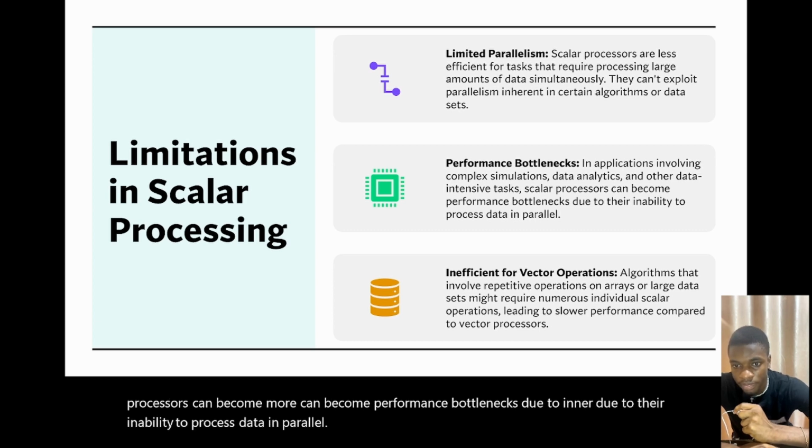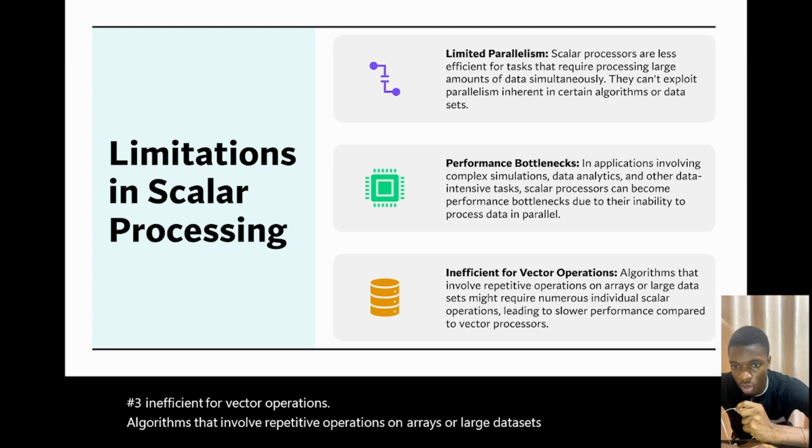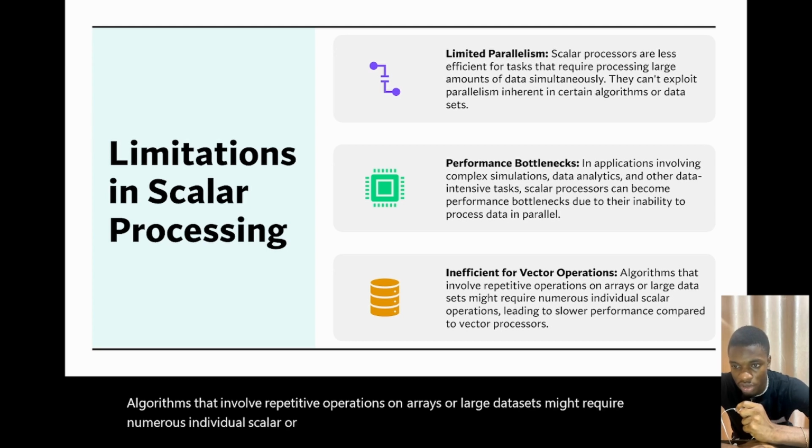Number 3, inefficient for vector operations. Algorithms that involve repetitive operations on arrays or large datasets might require numerous individual scalar operations, leading to slower performance compared to vector processors.